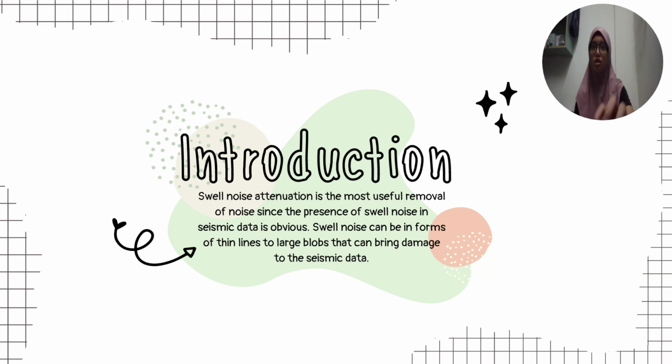So, swell noise attenuation is considered to be the most useful part of noise removal in seismic data processing because swell noise is the most obvious type of noise that can be seen and found in seismic data. So swell noise can be in many forms, from thin lines to large blobs that can be damaging or may harm the seismic data.